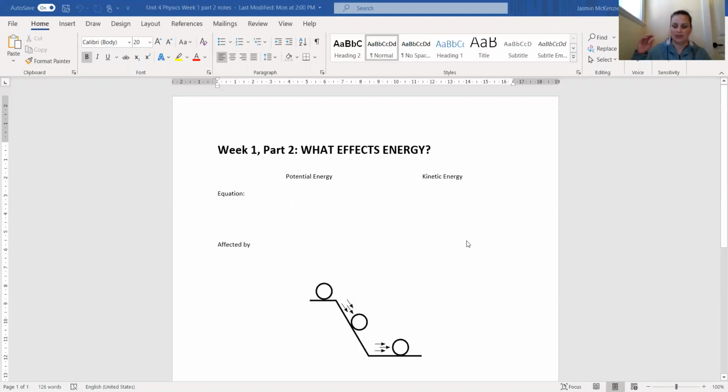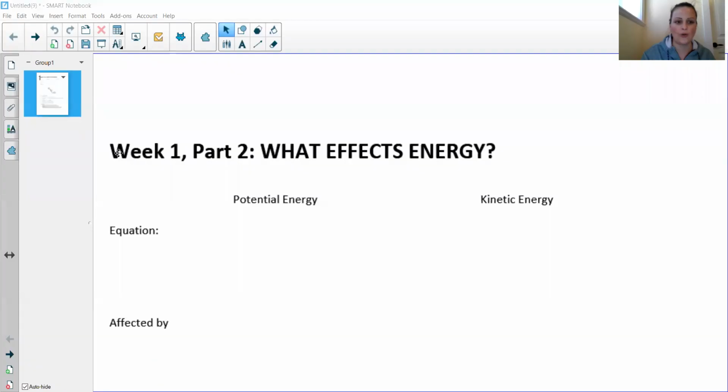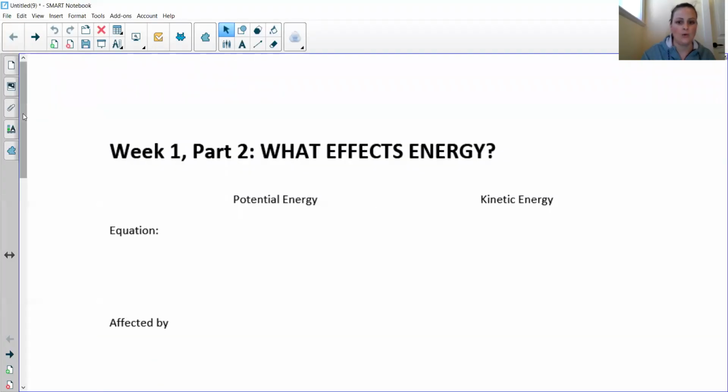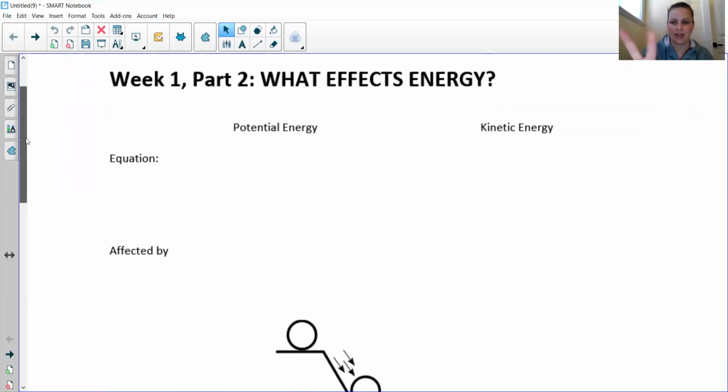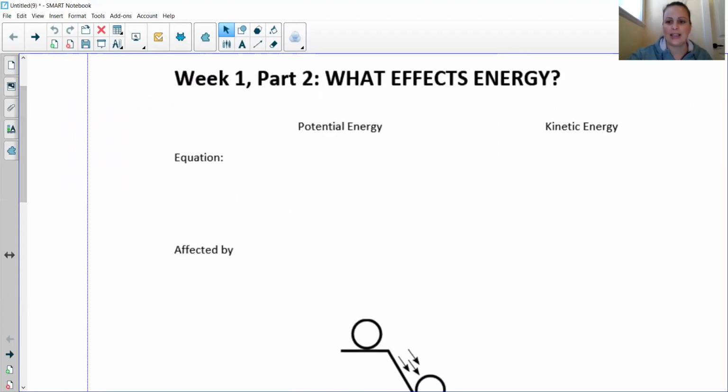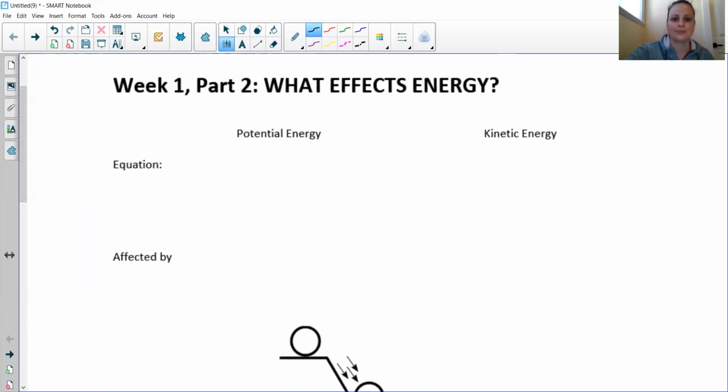So it had to do with the size or the mass of the object, and the speed at which it is coming at you, or the speed at which it's moving. Hopefully what you wrote down for kinetic energy was that the things that affect it are the mass, so how much matter it's actually made up of, and the speed at which it's moving.